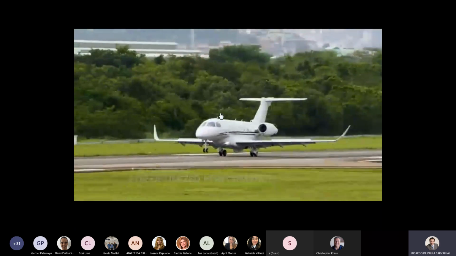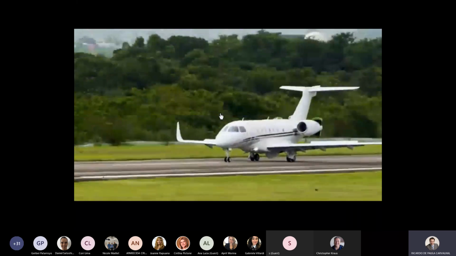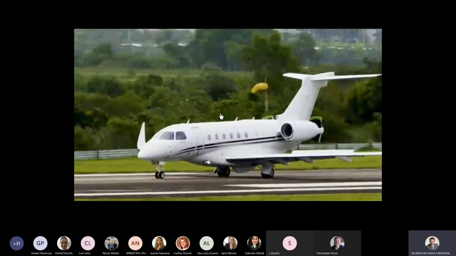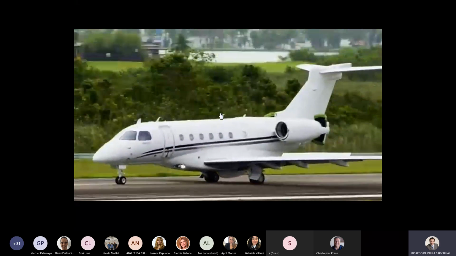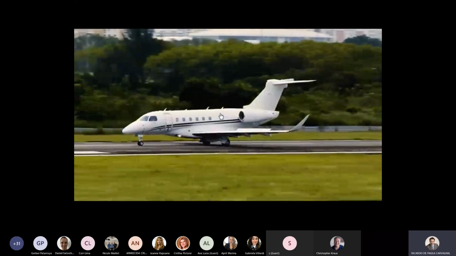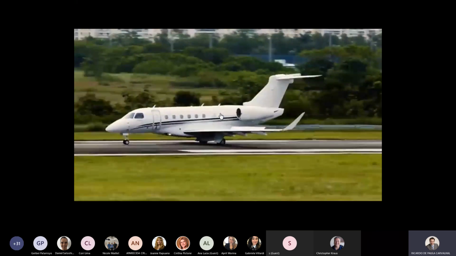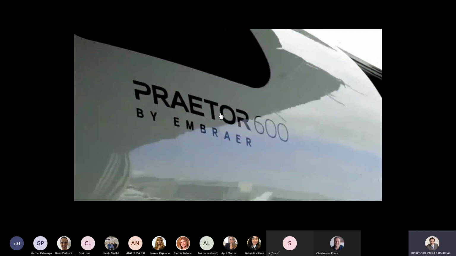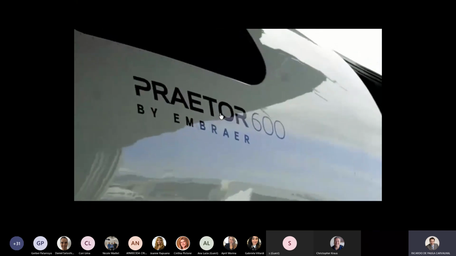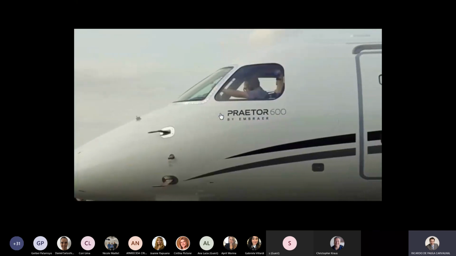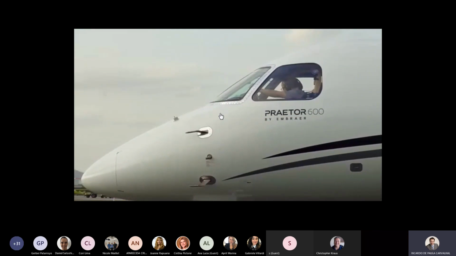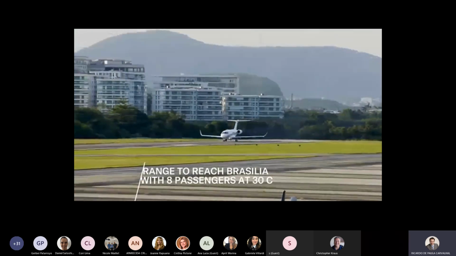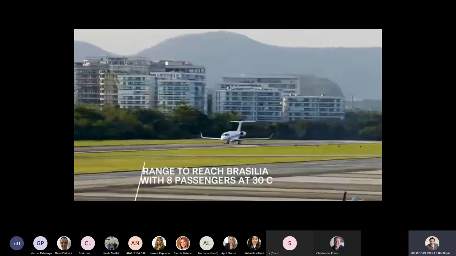So 2,900 feet. Look how quickly this airplane will stop. Pretty much done, has no speed anymore. Look at the takeoff run.